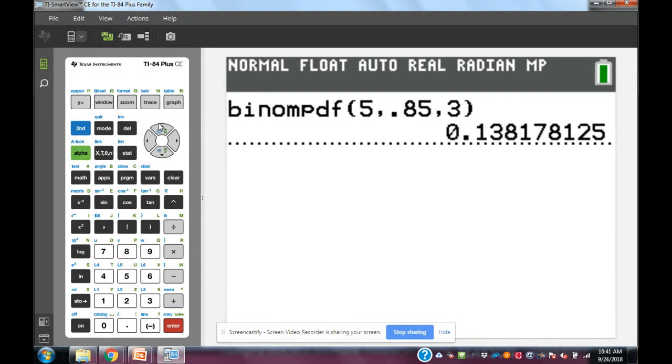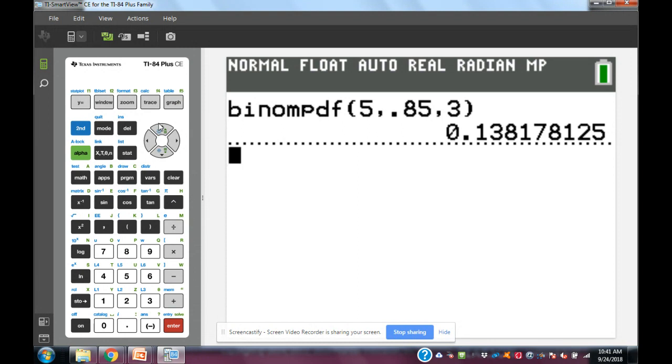Yeah, we would need to find probability. This is probability for 3. We need to do probability for 2, probability for 1, probability for 0, and add all those others if we're going for 3 or fewer. If we're going for 3 or more, we would need probability 3, probability 4, probability 5, and add those up.